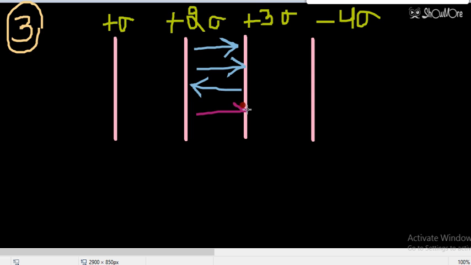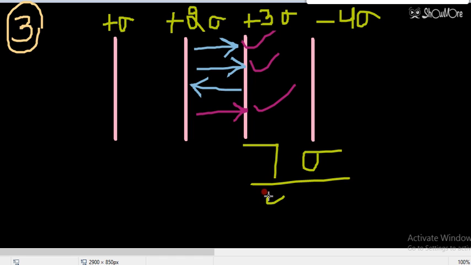So add these right directions. Right direction is sigma, 2 sigma and 4 sigma. So 4 plus 2 is 6, 6 plus sigma is 7 sigma. So towards the right side it is 7 sigma. So 7 sigma by 2 epsilon naught is the electric field which is towards the right direction.